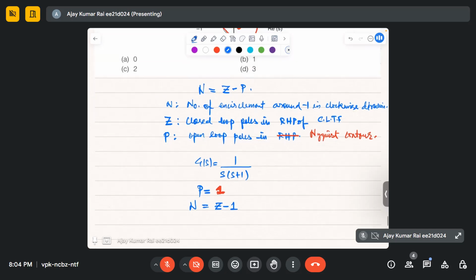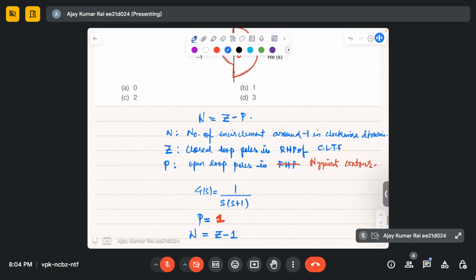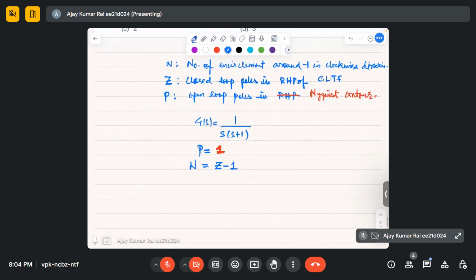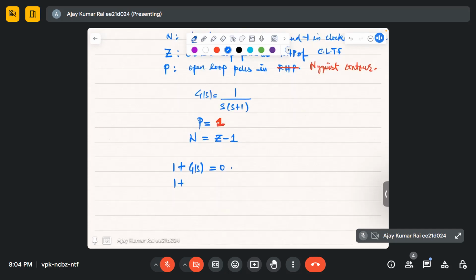Z is the number of closed loop poles in RHP. So the simple thing is I can find the closed loop poles. How to find the closed loop poles? I can do 1 plus G(s)H(s) equal to 0. If I do this, I can easily find the closed loop poles.